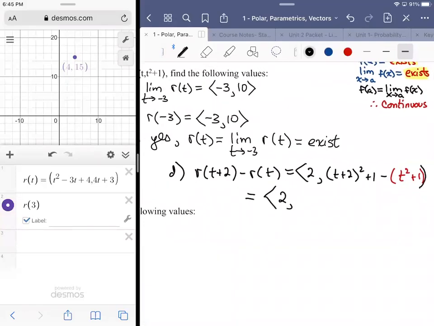T squared plus 4t plus 4 minus t squared. Right. The 1 minus 1 went to 0, so we're not worried about that. And then the t squared and negative t squared cancel out. And this gives us a result of 2 and then 4t plus 4.